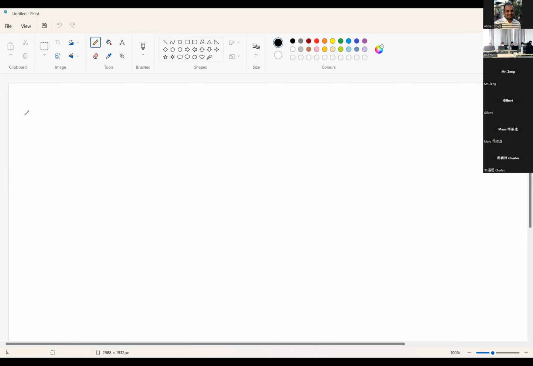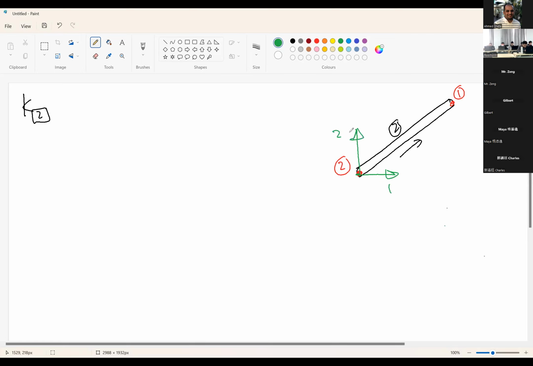For member 2, we need to calculate K2. K2 is an inclined member. This is a general case we were studying before. So this is our member 2. Member 2 starts at node 2 and ends at node 1. The degrees of freedom at member 2 are from the previous step 1 and 2, and here 5 and 6.